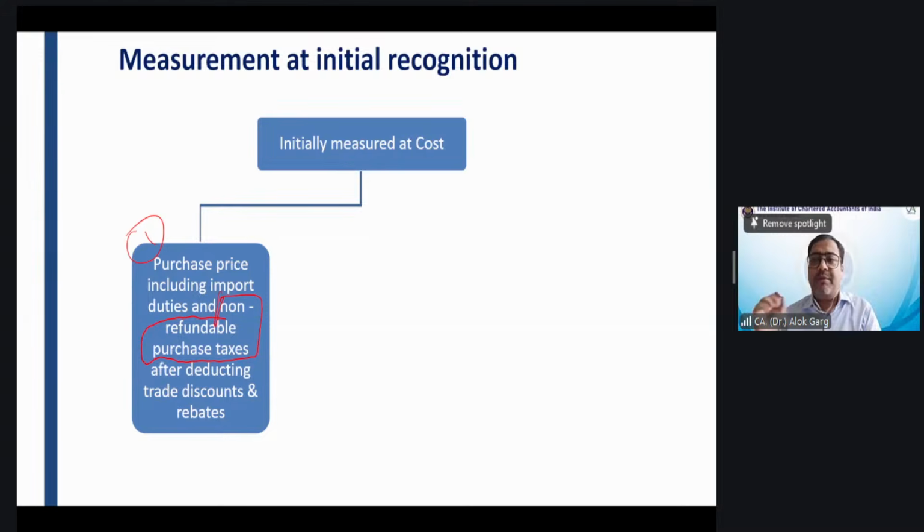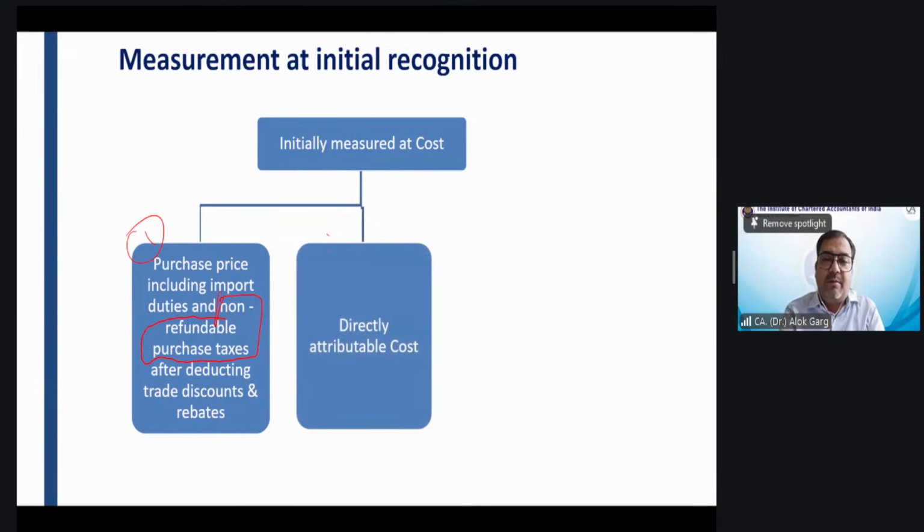Number one, purchase price plus import duty plus non-refundable taxes minus trade discount and rebates. Then plus directly attributable cost. What is meant by directly attributable cost?